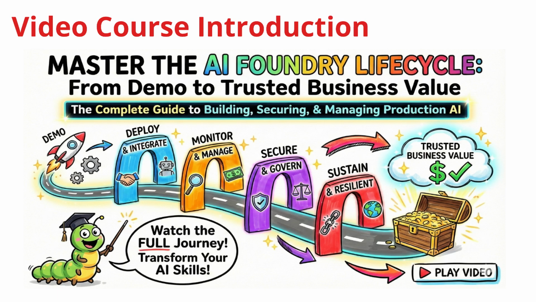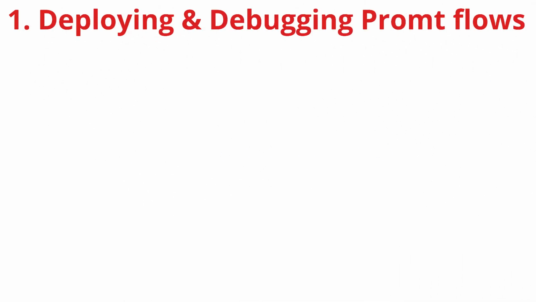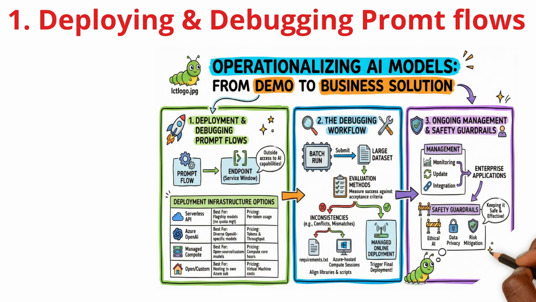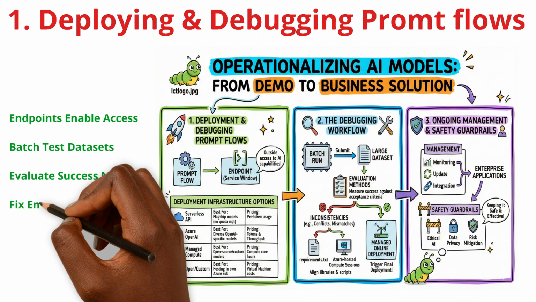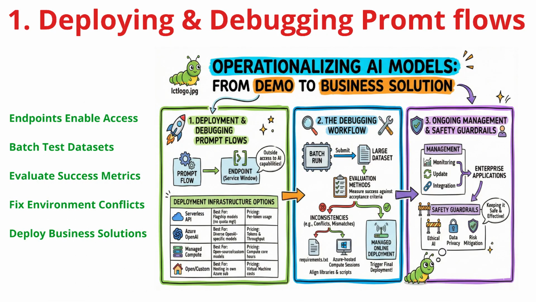Let's get started. Moving from a cool demo to a real business solution means operationalizing your AI. It's a journey that starts with deployment, creating an endpoint that acts as a service window for your applications. Whether you choose serverless APIs for flagship models or managed compute for custom ones, the goal is reliable accessibility.